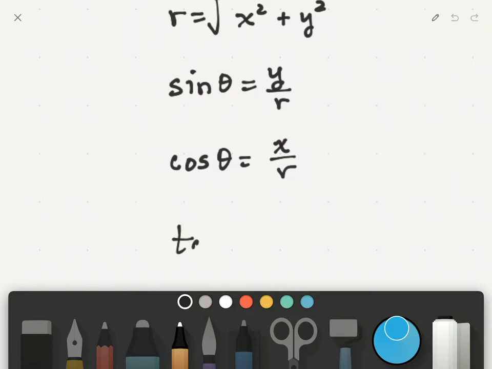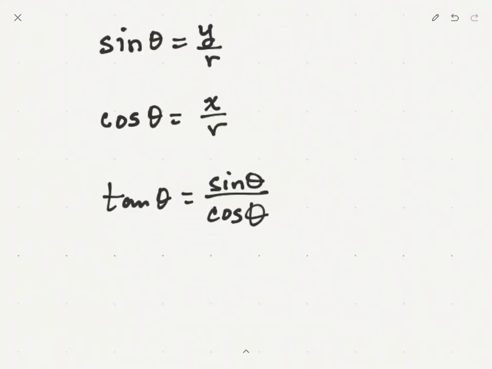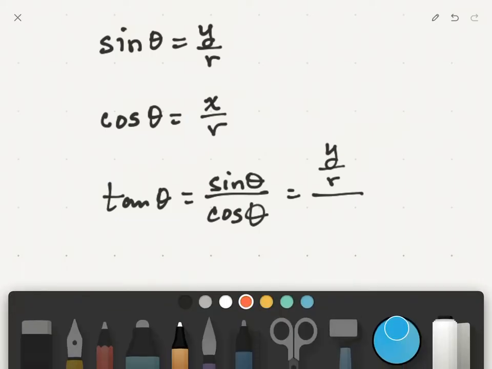And now if we define the tangent function, that's just going to be the sine function over the cosine function. So if you know the sine function and you know the cosine function, hey, you know everything. It's the tangent function. Now we can just place this in. Since we know the sine function, this is y over r. And since we know the cosine function, this is x over r.